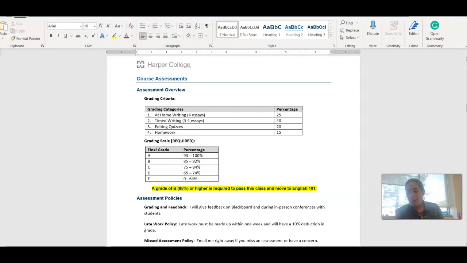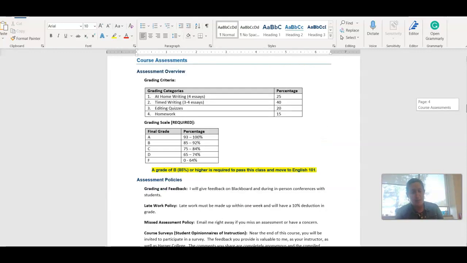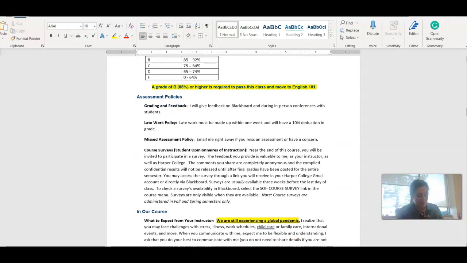So here is some more information about how the grades will be given. I will always give feedback on Blackboard for you, and I will also have in-person conferences and sometimes videos with feedback for you. If you are late with any homework, you must complete it within 1 week. That means you cannot wait until the end of the semester and turn in many things. You should only turn it in 1 week late, okay? And then it will have a 10% deduction in grade. If you miss any assignments or assessments, you need to let me know right away so we can make a plan.